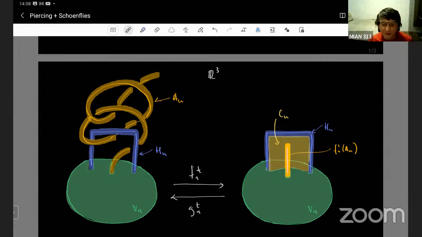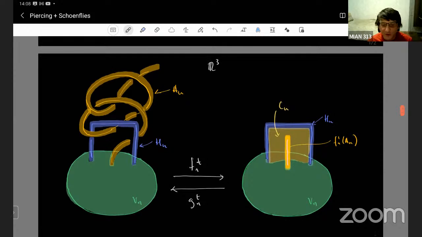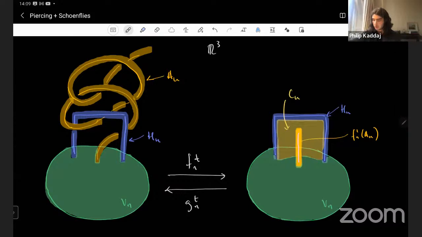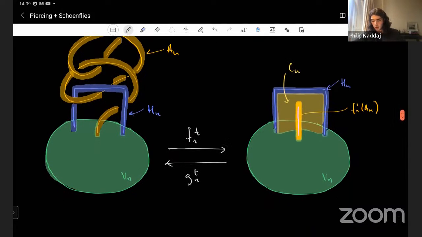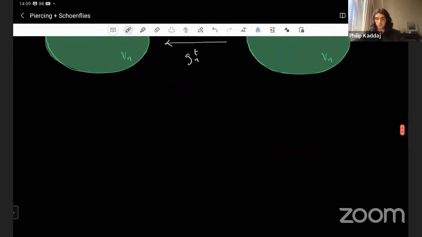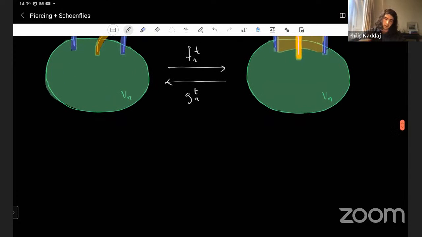On the right, you have this yellow bar. Yes, it is the image of An, F1 of An. Okay. So we take it to a nice position, and then we fill Cn. And then we would like to take it back, but we need to be careful when we take it back. I suppose that we consider the following family Gt of isotopies going the other way.